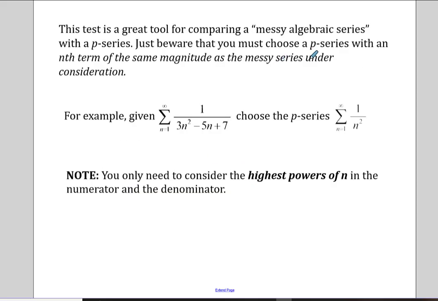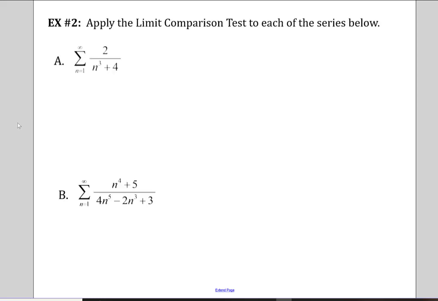This test is a great tool for comparing a lot of messy algebraic series with a p-series. Just beware that you have to choose a p-series with an nth term of the same magnitude as the messy series that you're considering. For example, if we have this messy looking series, we want to consider the p-series with n squared because our highest degree term is there. You only need to consider the highest powers of n in the numerator and the denominator. So let's try a few of those.